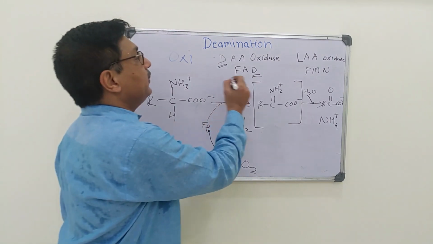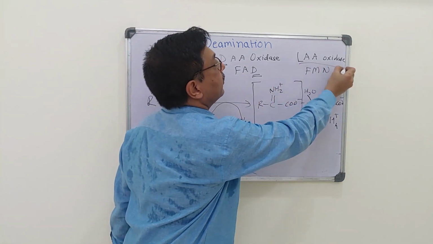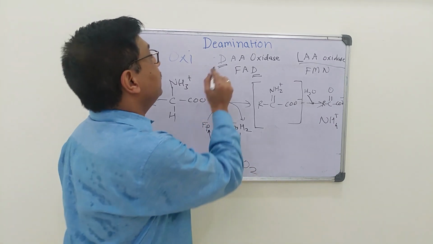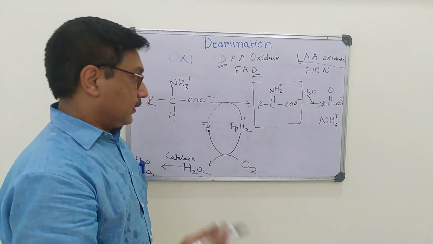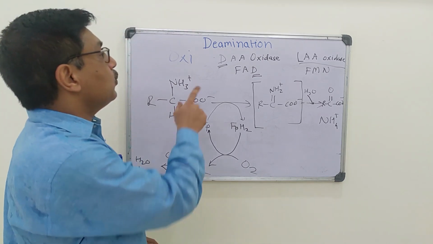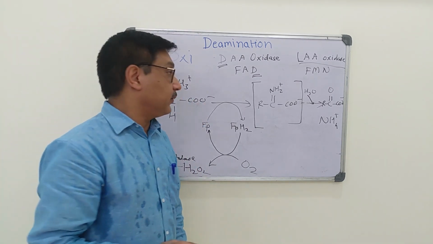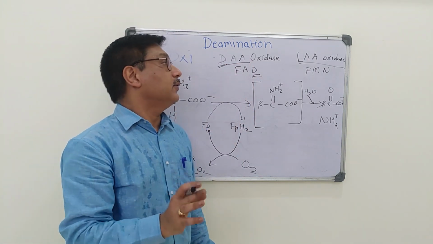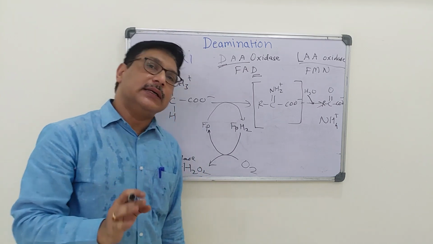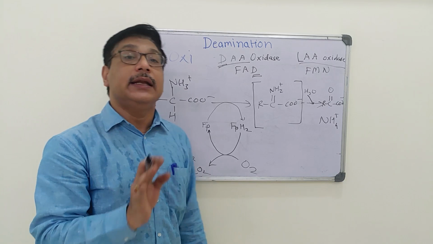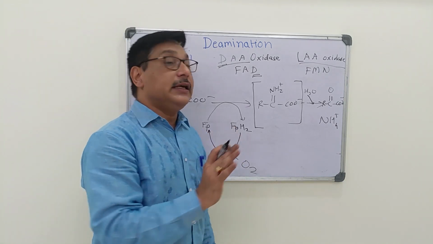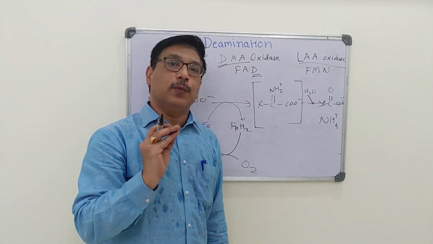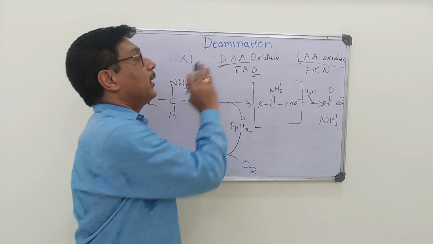So, what is the importance of this? We have seen that L-amino acid oxidase is present in kidney and liver, and it has feeble activity, whereas D-amino acid oxidase has a little bit higher activity. So, what is the role of this D-amino acid oxidase? Normally, our human proteins contain L-amino acids, but plants and microorganisms contain D-amino acids. D-amino acids are taken regularly in our diet. Now, what is the fate of these D-amino acids?